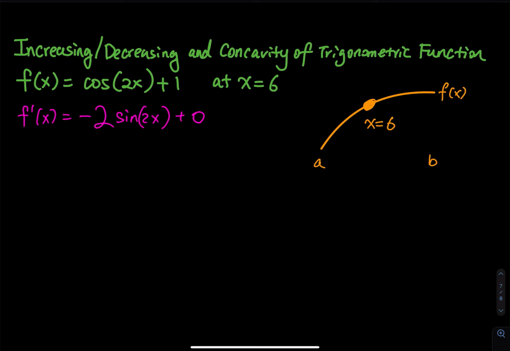Okay, if you want to be specific, at x equals 6, you have to plug in. When x equals 6, we have negative 2 times sine of 2 times 6, which is 12. And then you will have to evaluate this. So this one, it is not an application problem. I will have to ask you to use radian mode.